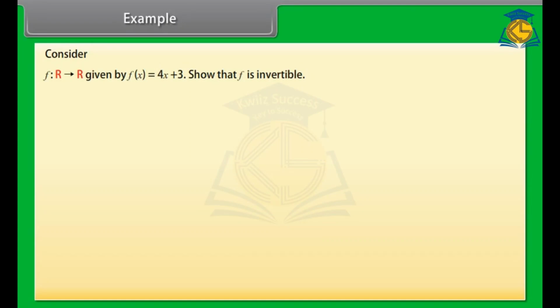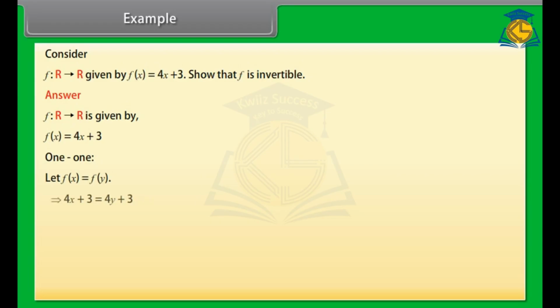Example. Consider function f from R to R given by f of x is equal to 4x plus 3. Show that f is invertible. Answer. Function f from R to R is given by f of x is equal to 4x plus 3. 1-1. Let f of x is equal to f of y, which implies that 4x plus 3 is equal to 4y plus 3. It implies that 4x is equal to 4y. It implies that x is equal to y. Therefore, f is a 1-1 function.